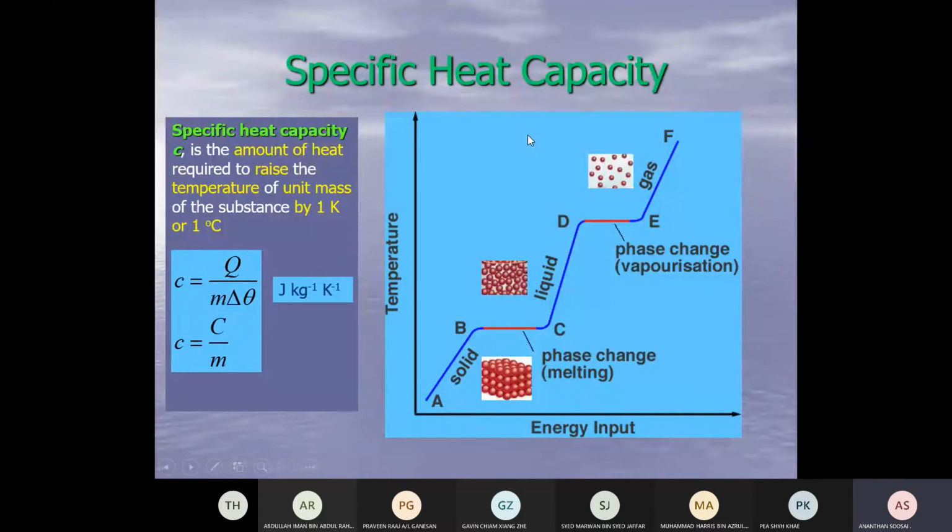Okay, so next, specific heat capacity. The small c, this is the more important term to remember. What is specific heat capacity? The amount of heat energy required to raise the temperature of a unit mass of substance by 1 Kelvin. Better you say 1 Kelvin instead of 1 degree Celsius, because Kelvin is an SI unit. So Q equals MC theta, joule per kilogram per Kelvin.